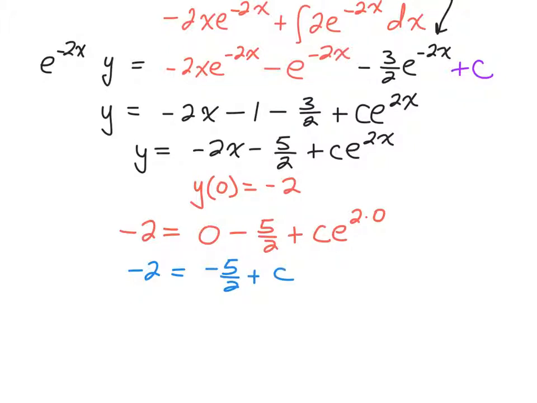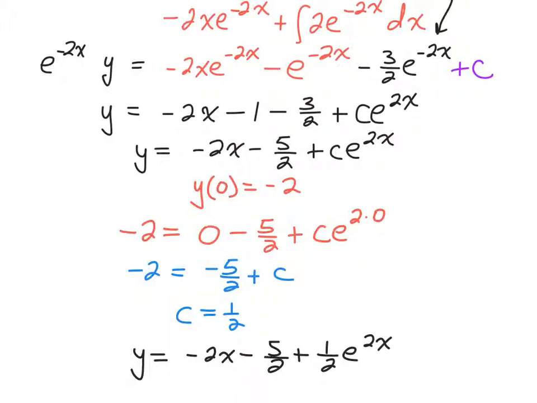All right, so solving for C, I'm adding 2.5 to both sides, really, so we're looking at C is equal to 1/2. So, final answer, y is equal to -2x minus 5/2 plus 1/2 e to the 2x power.